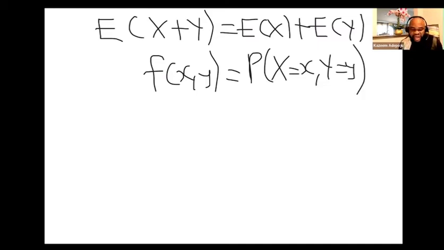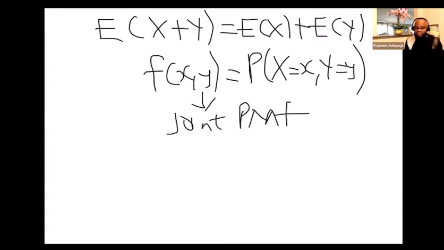I actually did something like this yesterday when I was solving a problem that has to do with independence: the probability that X can take on any value, and the probability that Y can take on any value. The F of X, Y that I got now is what we call the joint PMF.